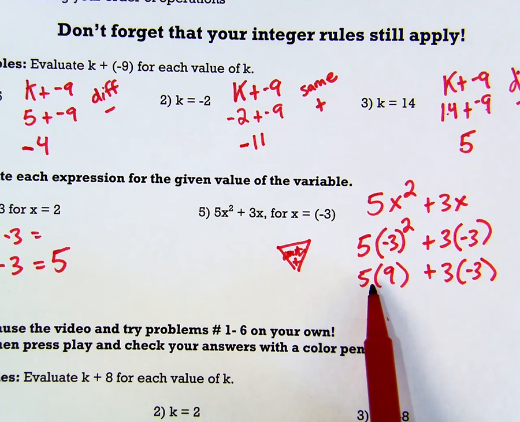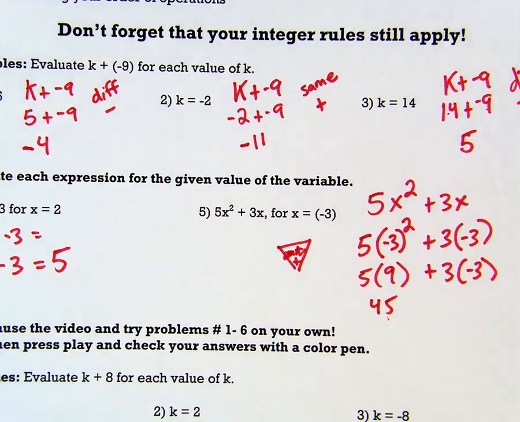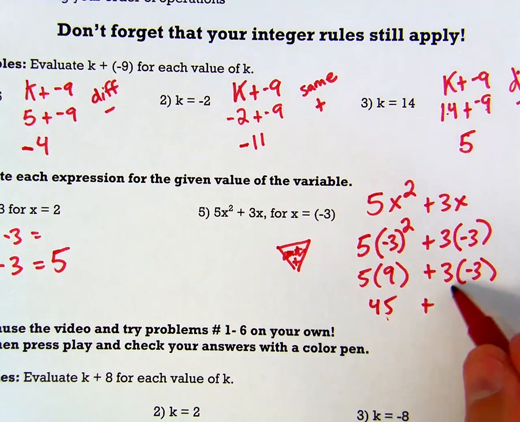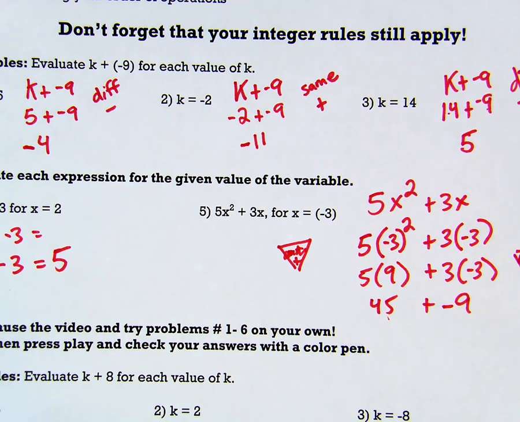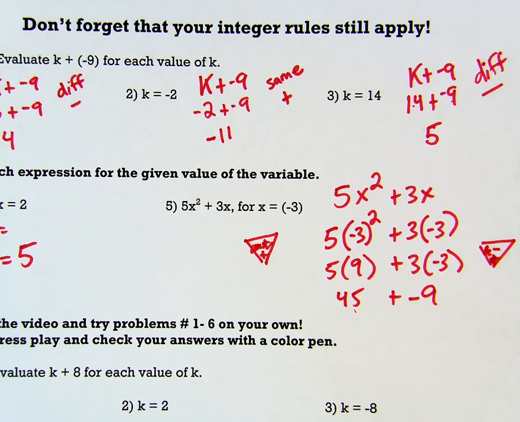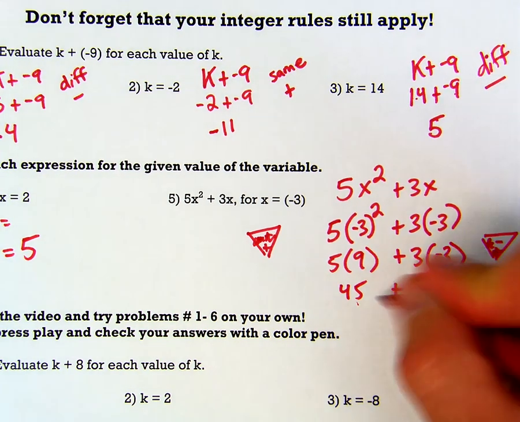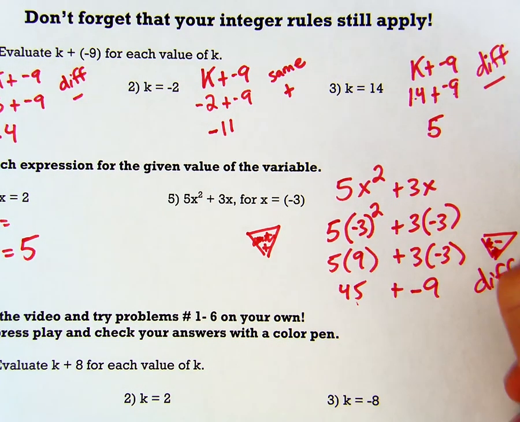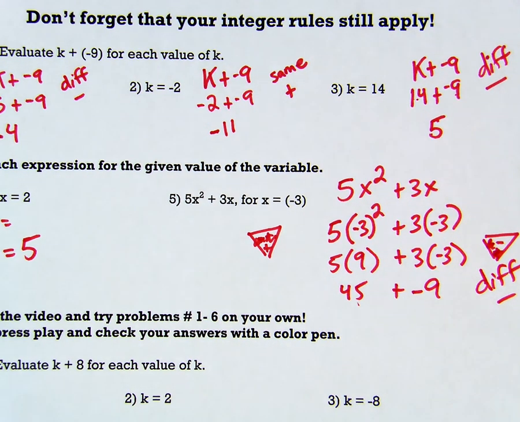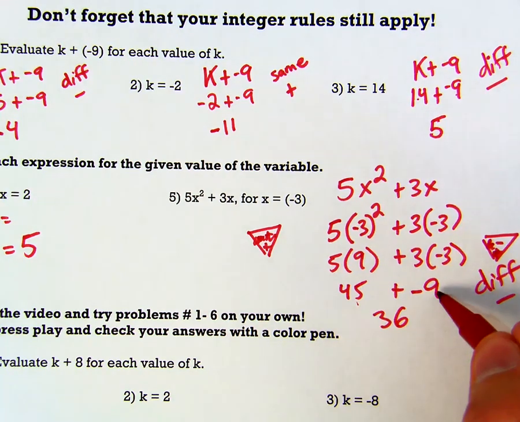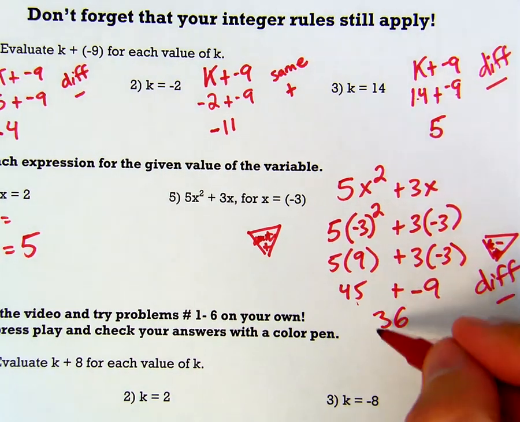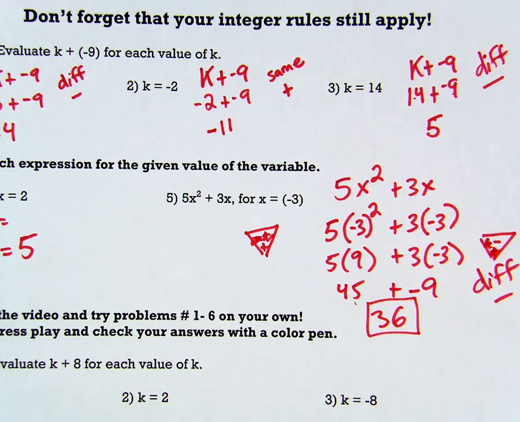Next step, I'm going to go ahead and multiply these. 5 times 9 is 45. Plus, and then 3 times -3. I have a positive and a negative, which means I know my answer is going to be a negative. 3 times 3 is 9, so -9. Now I have 45 plus -9. I notice that they are different. I have a positive and a negative, so I'm going to subtract the two. So 45 minus 9 is 36, and then 45 is bigger than 9, so it's a positive. So 36 is my answer.